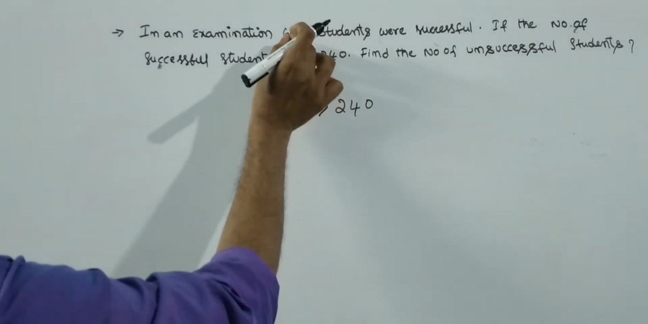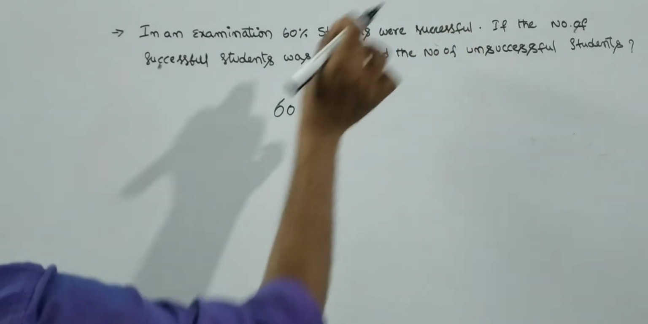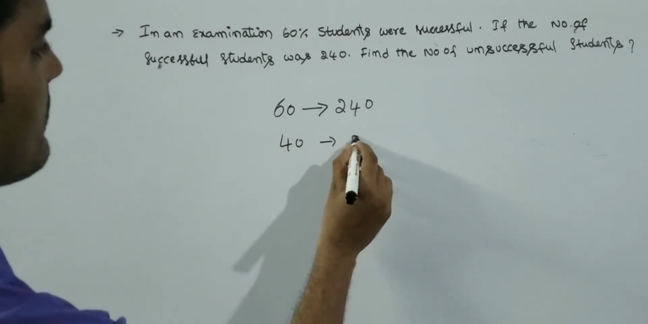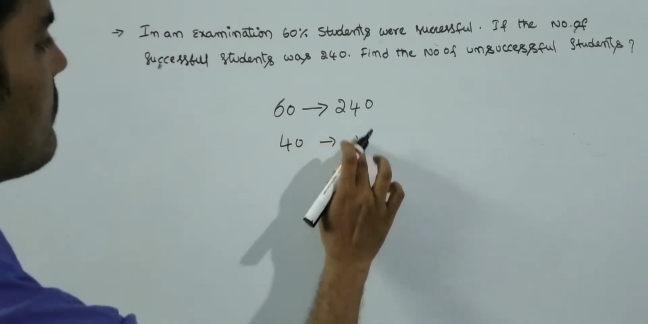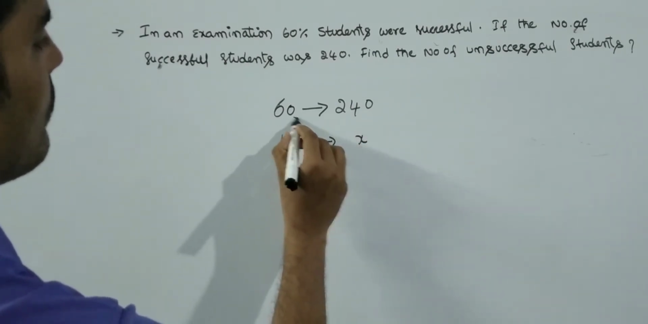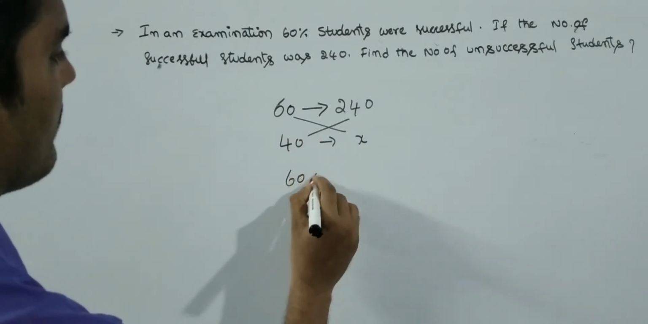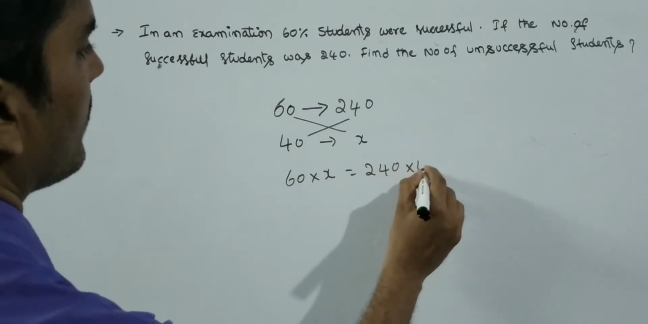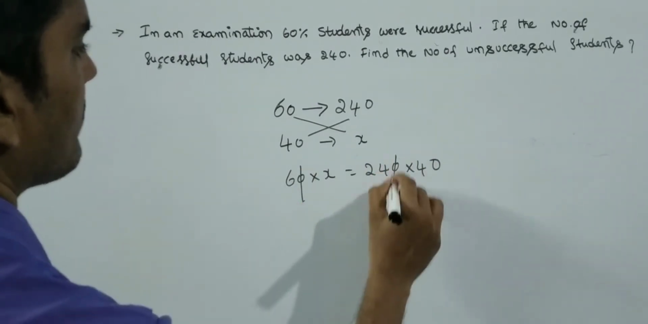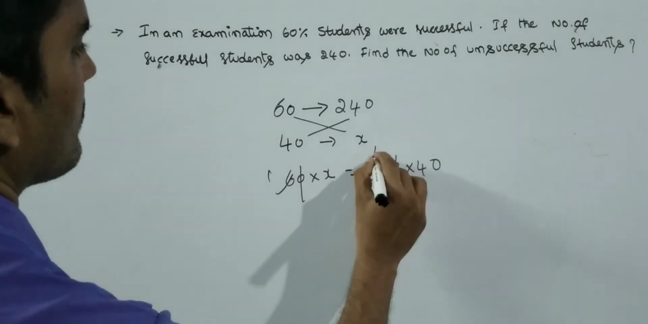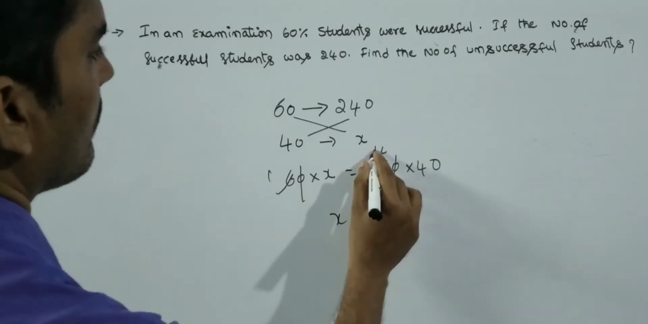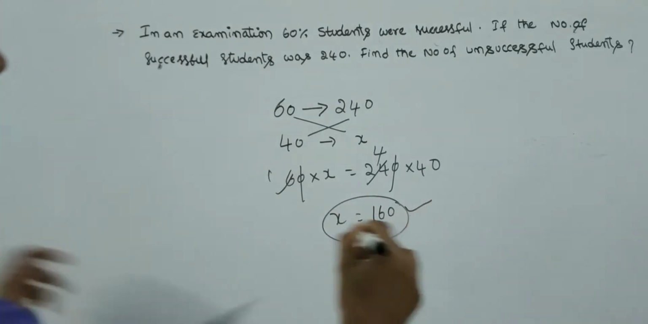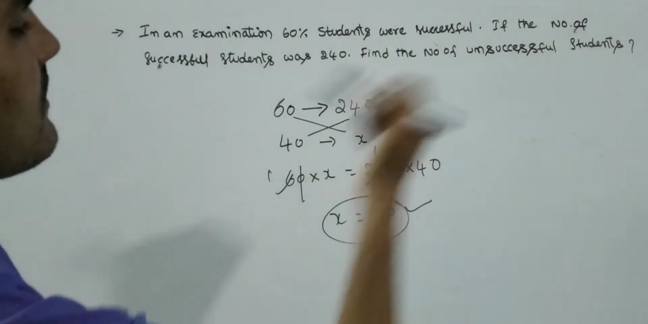See friends, 60% successful means the remaining 40% is unsuccessful. Then 40% is how much? We don't know this one, so we assume it as x. So go for cross multiplication. 60 into x equals 240 into 40. See friend, 0 0 cancel, 6 1 is 6, 6 4 is 24. So x equals 4 4 are 16, 160. What is 160? 160 is the unsuccessful students.